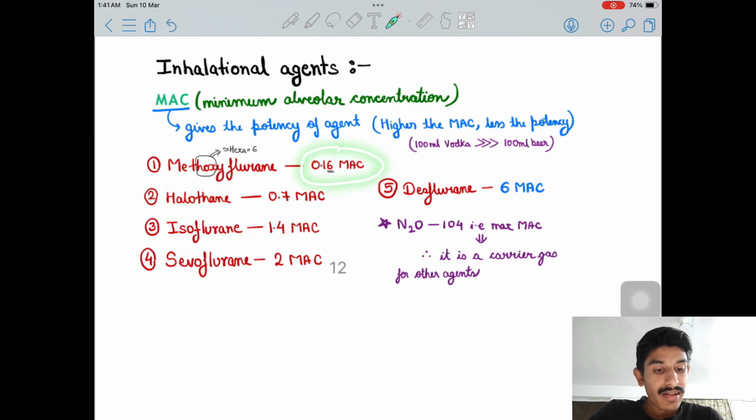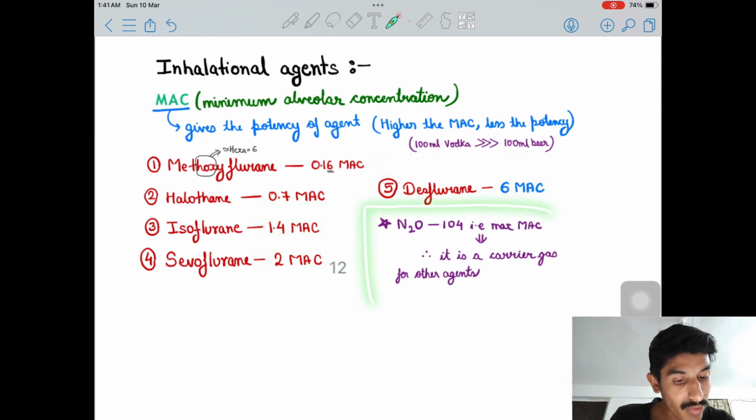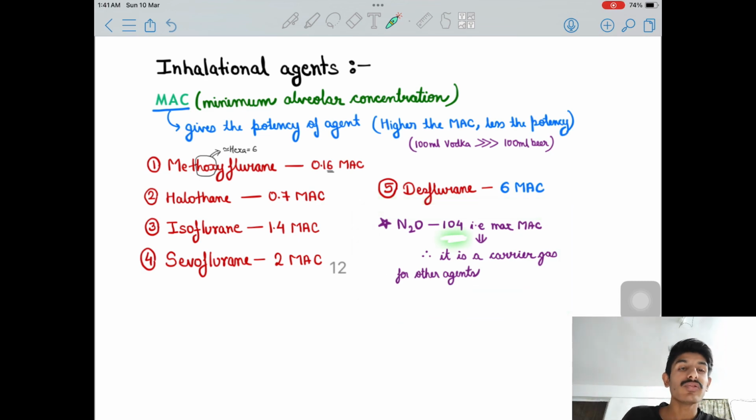So halothane, isoflurane, sevoflurane, methoxyflurane, these are the MAC of them: 1.16, 1.07, 1.45, 2, desflurane 6, and the highest, this question came in the recent exam, which is N2O, which has 104 MAC. Maximum MAC it has.